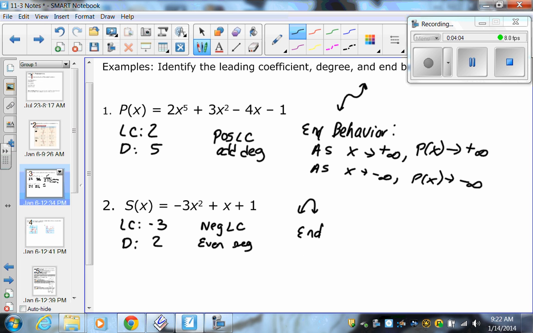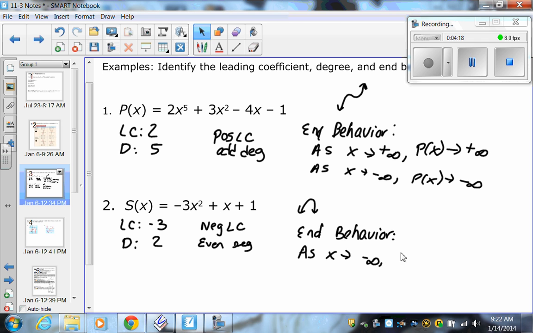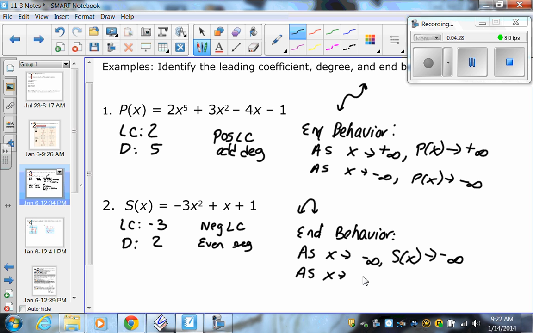So I know that my end behavior is going to be as x goes to the right, the function, which in this case is f of x, is going down. I'm sorry, I said the right here, so that would be a positive. And as it goes to the left, the function is also going down.